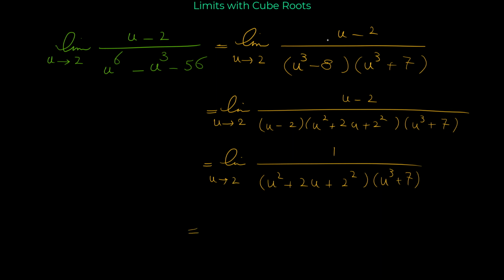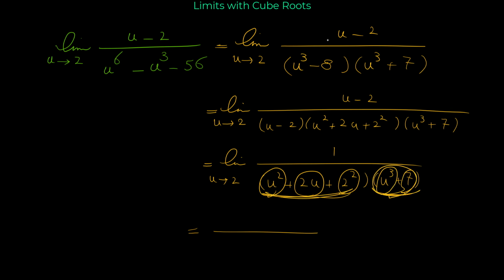If you substitute 2 in the denominator, 2 to the 2 is 4, 2 times 2 is 4, 2 to the 2 is 4, this is 12. This is 2 to the 3, 8 plus 7, 15. 15 times 12 is 180. This is the same answer that we got from the first method for this question.